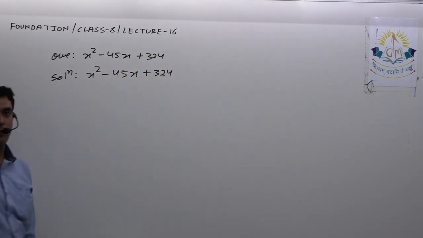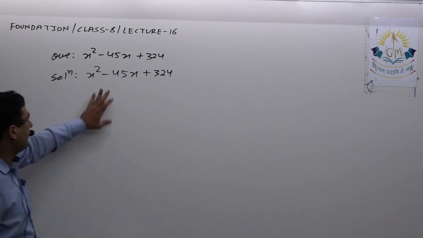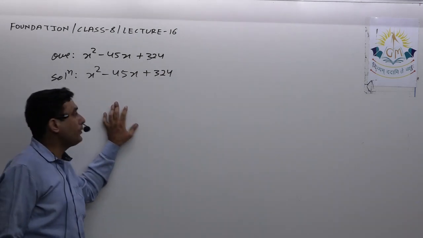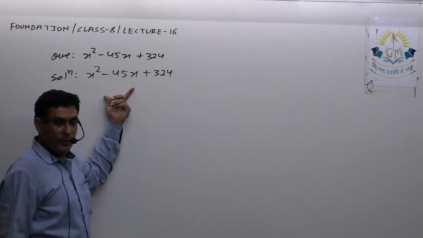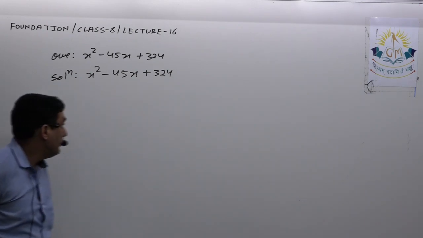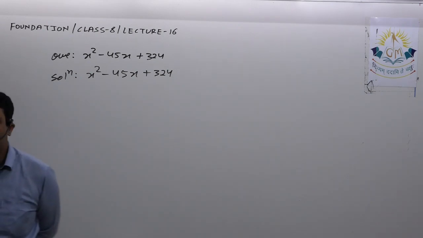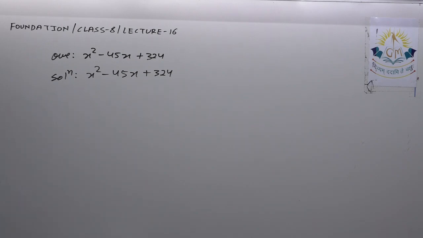After that, you have to find the factors of 324 and you have to make two groups so that the difference or the sum is minus 45. So think for a while, then I will give you its complete solution.